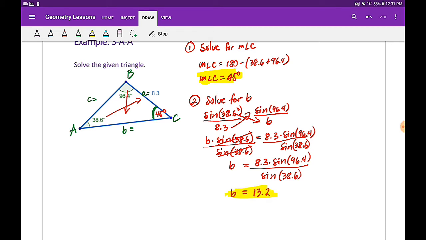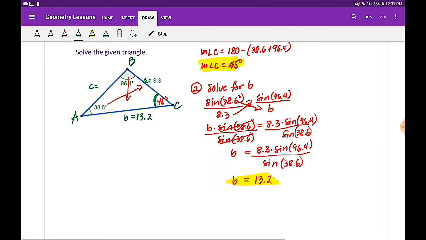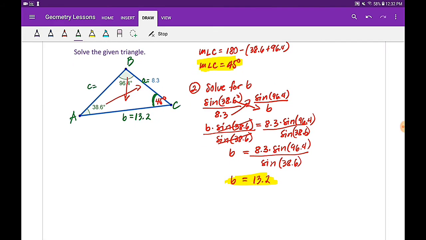So B is 13.2 units, and it makes sense, because if we compare the length of B to the length of A, B is longer than A because angle B is larger than angle A. So step number 3 would be to find C.